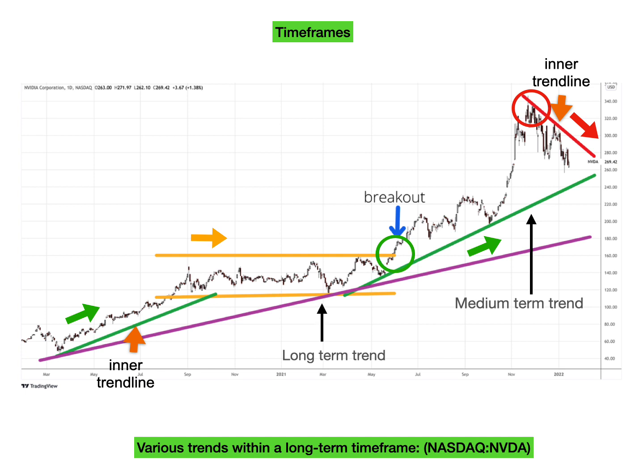So trends exist within trends. While the long-term trend may be moving in one direction, the short-term or medium-term trends may be moving in the opposite direction.